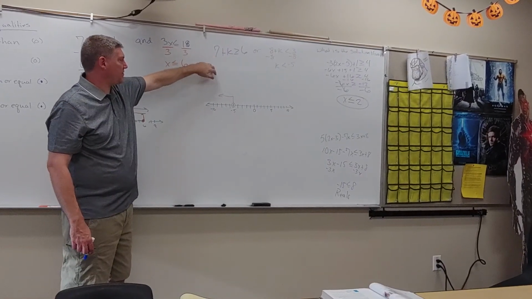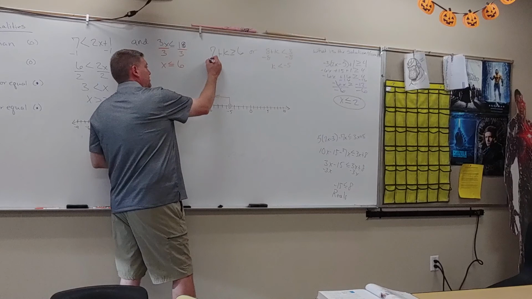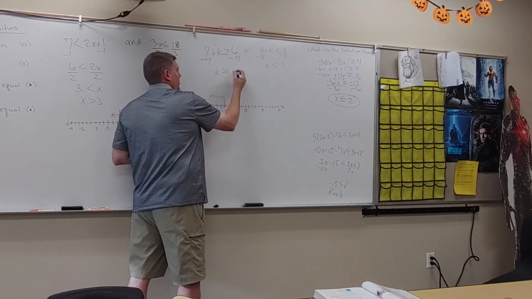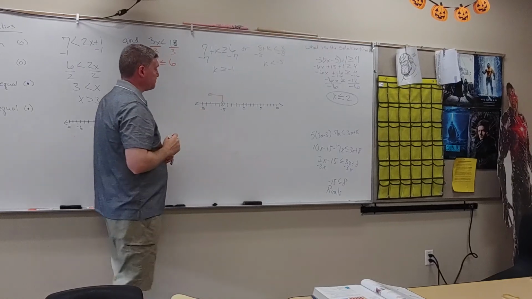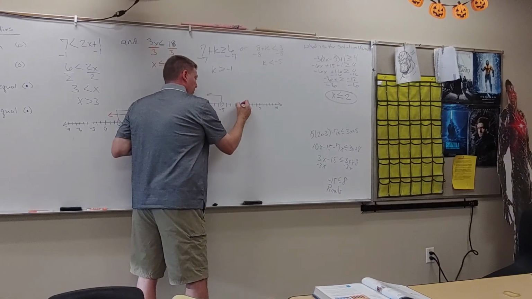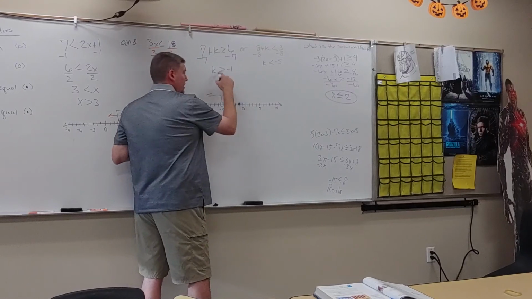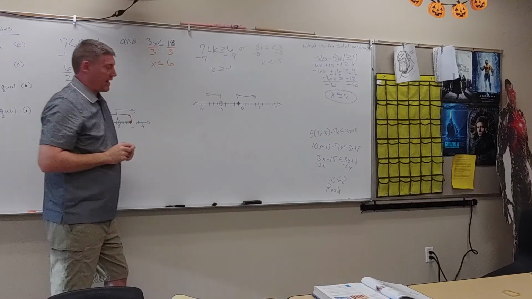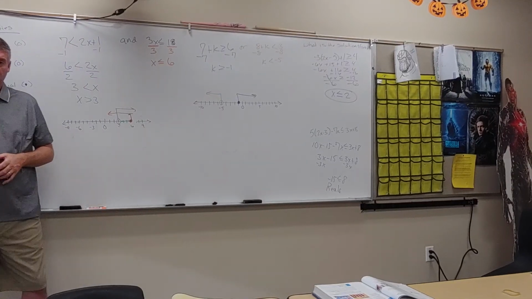So now I'm going to go ahead and solve the blue equation here. So I'm going to take 7, I'm going to subtract it over to the other side. K is greater than or equal to negative 1. And so I'm going to go to negative 1. I'm going to put a filled in dot here. It says K is greater than or equal to, so I'm going to go to the right here. And that's my graph. It's going to include both of them.